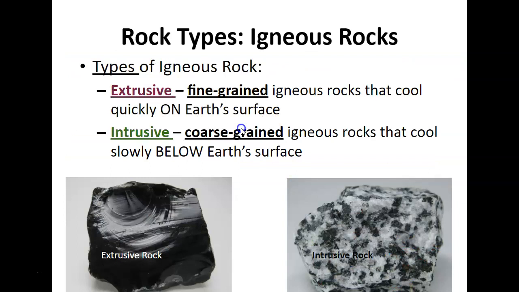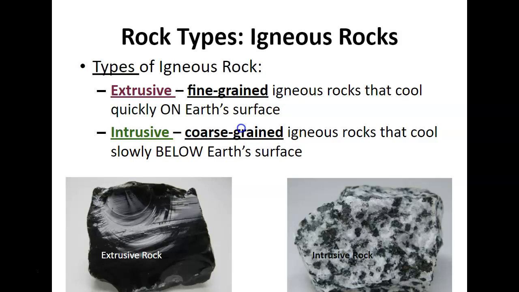So there are two types of igneous rock, and that's extrusive and intrusive. When you think of EX, you want to think of the outer or on top of Earth's surface. And when you're thinking about the IN, the N is in Earth's surface. So the extrusive is the fine-grained igneous rock that cools quickly on Earth's surface. So it's on top of Earth's surface and it cools quickly. Where the intrusive is the coarse-grained igneous rock that cools slowly below Earth's surface.